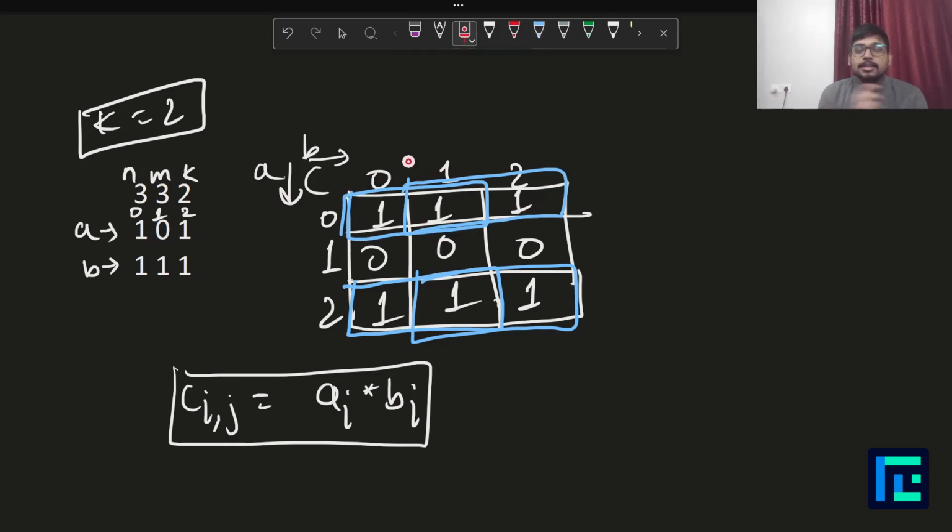Other than these four, can we have any other subrectangle of size 2? If we consider this subrectangle, it has a 0, and this one also has a 0. So all these vertical subrectangles would have a 0. So only valid cases are these four. For this case our answer would be 4. There are 4 valid subrectangles with all ones.